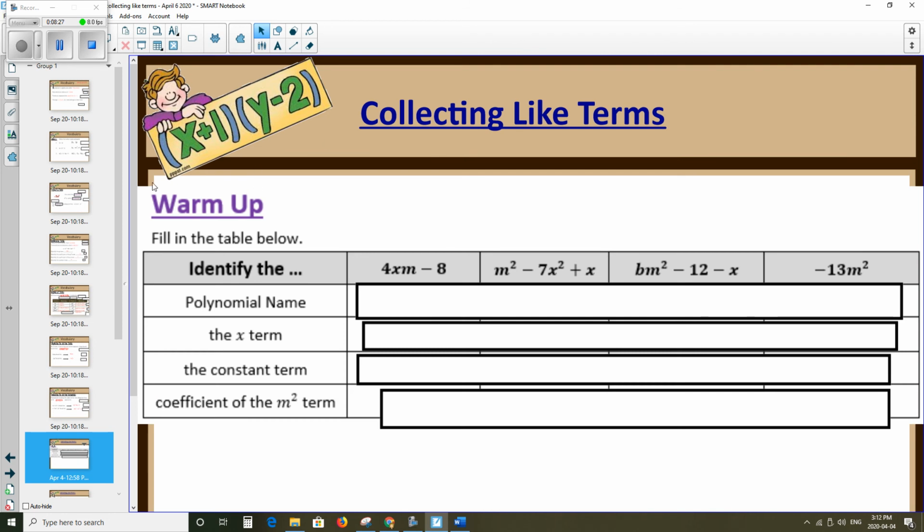Collecting like terms. So this is the second lesson, okay?